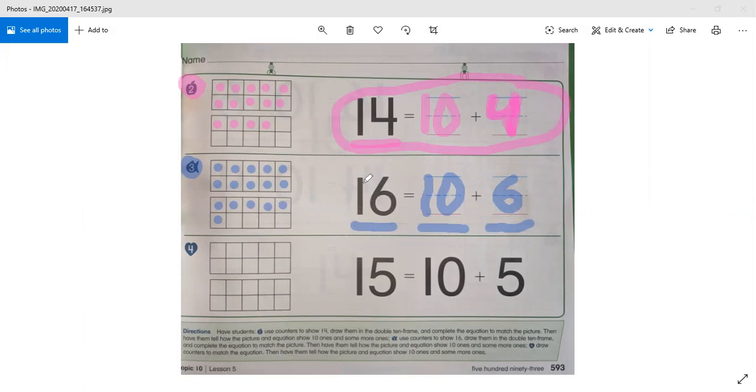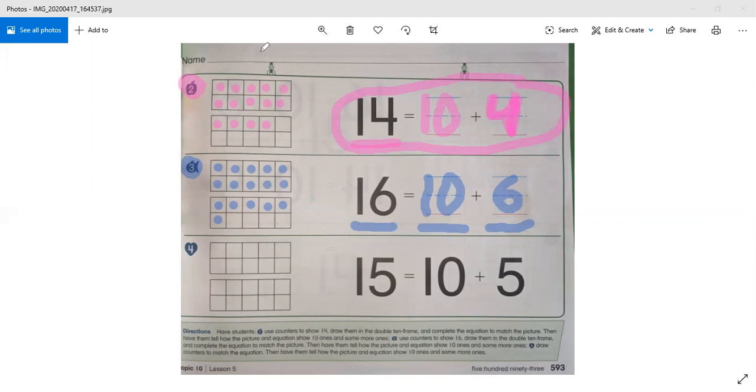So 16 is 10 ones and 6 more ones. So go ahead and say that out loud. 16 is 10 ones and 6 more ones. So that means 16 equals 10 plus 6. And that's the same thing as saying, hey, what is 10 plus 6? 10 plus 6 equals 16. We're just working backwards. It's almost like we're creating our very own equations.